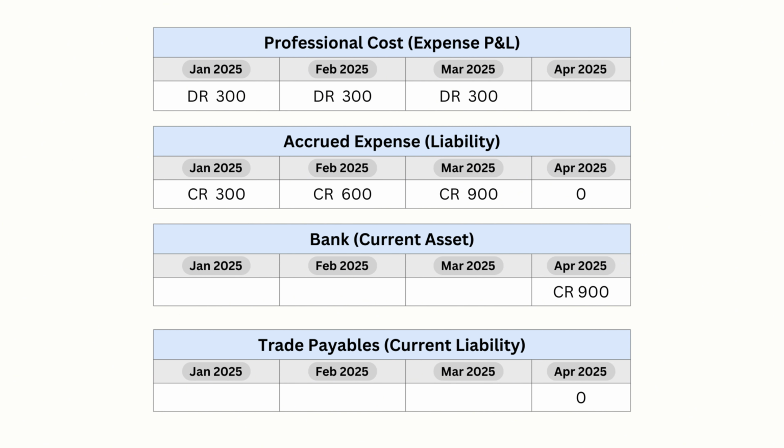Once the invoice is paid, the trade payable balance returns to zero. This example demonstrates the accruals principle. Expenses are recognised when they are incurred, not when they are paid. The profit and loss reflects the correct monthly cost. The balance sheet shows what is owed at each point in time, and the cash flow statement reflects only actual cash payments.